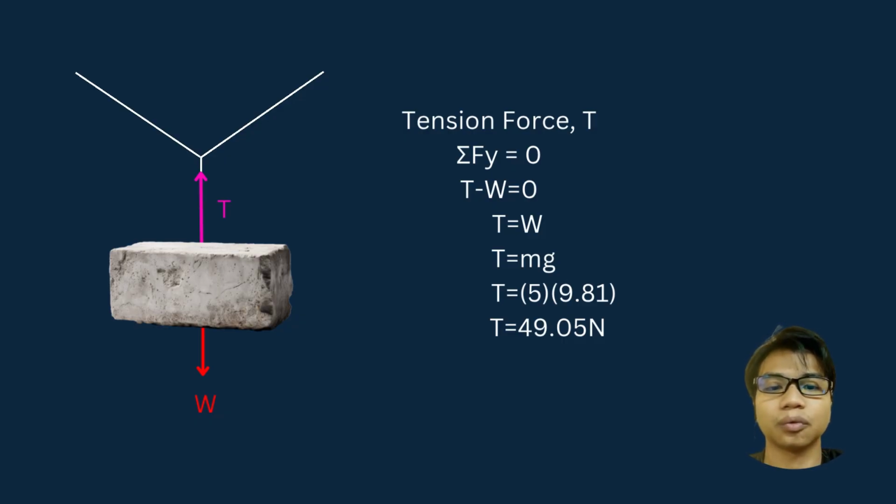So, to find the tension force, we use the summation of Fy equal to 0, and then our tension minus the weight is equal to 0. From there, we can conclude that the tension is equal to weight. So, we use the mass of the block, which is 5 kg, times gravity, which is 9.81, and we will get the tension force, which is equal to 49.05 newtons.